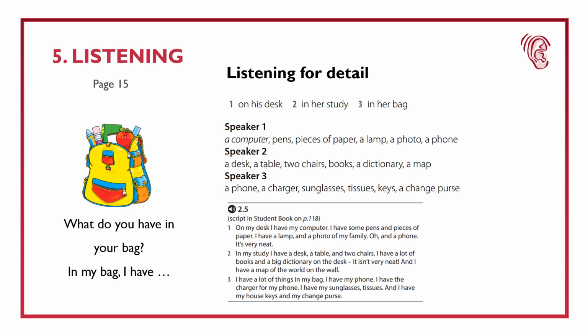Number 2. "In my study, I have a desk, a table, and 2 chairs. I have a lot of books and a big dictionary on the desk. It isn't very neat, and I have a map of the world on the wall." Number 3. "I have a lot of things in my bag. I have my phone, I have the charger for my phone, I have my sunglasses, tissues, and I have my house keys and my change purse."